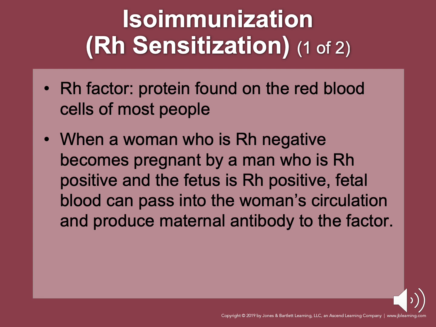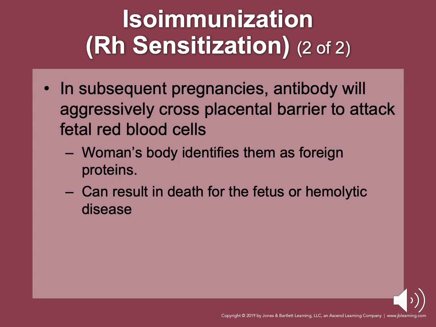In subsequent pregnancies, the antibody will aggressively cross the placental barrier to attack the fetal red blood cells, which the woman's body identifies as foreign protein. It can result in death for the fetus and cause hemolytic disease.